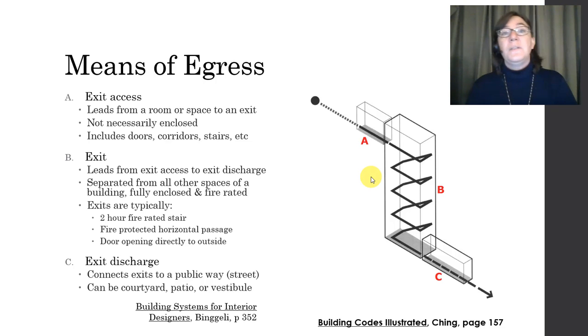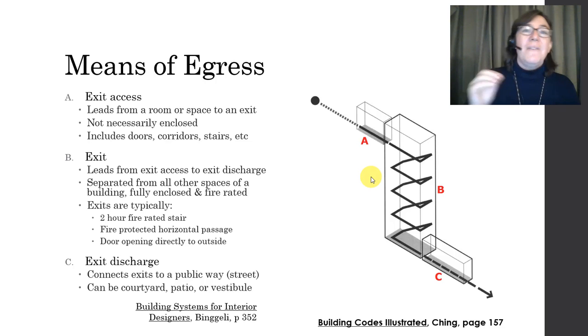Exits are typically a 2-hour fire rated staircase in the event of a multi-story building. They can be a fire protected horizontal passage if you need to get out horizontally, or in its very simplest form, in a smaller or one-story building, the exit piece of this egress system is simply a door that opens directly to the outside. But there are more complicated buildings out there, and that's why the exit is so carefully defined.